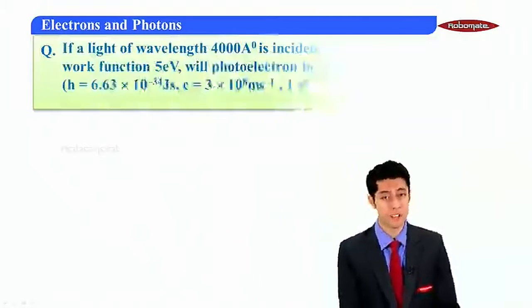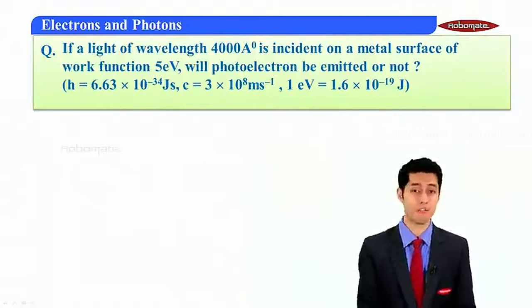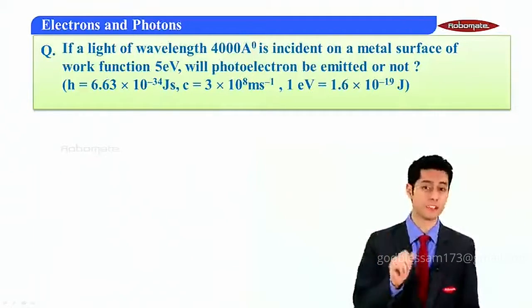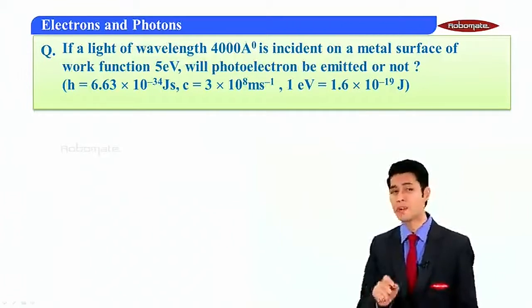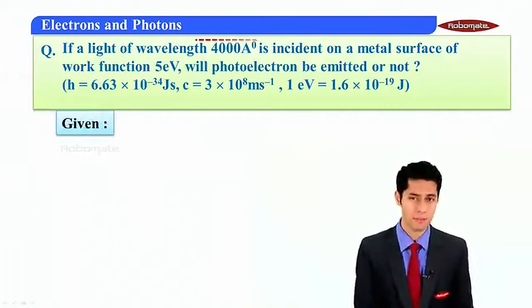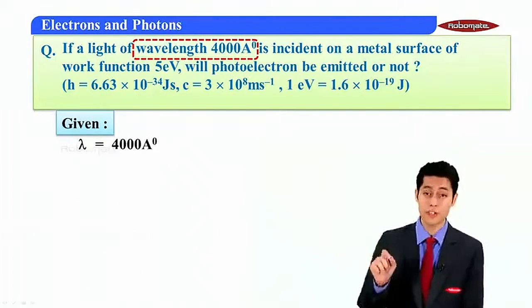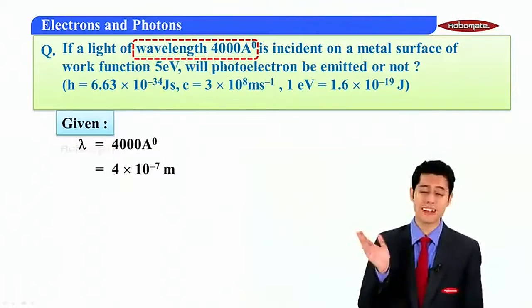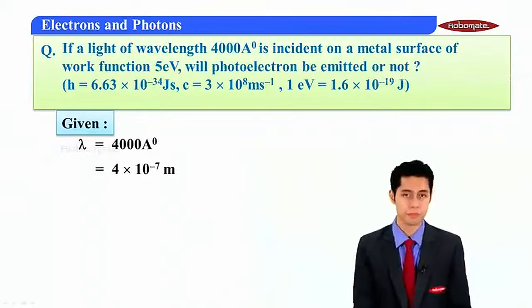Let us move ahead to the next question. The next question says that if a light of wavelength 4000 Angstrom unit is incident on a metal surface of work function 5 electron volt, will the photoelectrons be emitted or not? So my question is wavelength 4000 Angstrom unit. They wrote λ equal to 4000 Angstrom unit, which we can write as 4 × 10⁻⁷ meter.